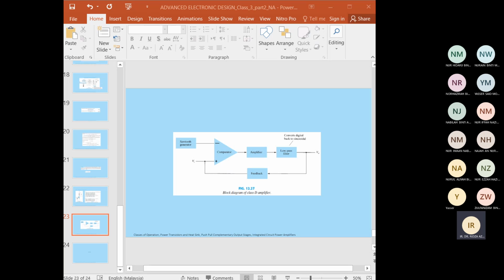So it can provide a full cycle at less efficiency. And Class C and Class D. Class C output stage conducts for less than 180 degrees, while Class D operates using a digital or pulse signal.